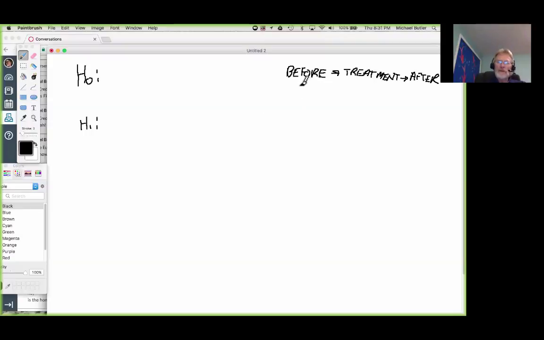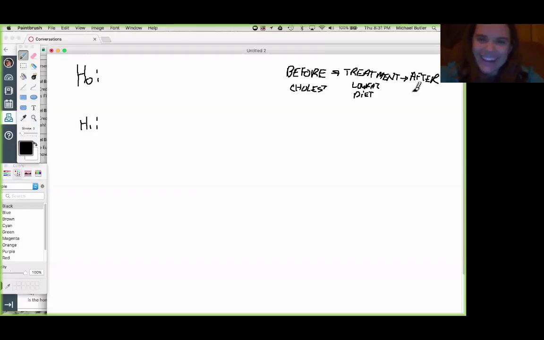So let's look at before. So let's say, let's stick with cholesterol again, okay? We'll do that. So the before cholesterol, and then let's say we put them on a low-fat diet, okay? So we do a low-fat diet, no exercise, nothing, just a low-fat diet. So you don't get any cheese, you don't get any ice cream. I mean, life sucks, all right? Okay, and then we're going to take a look at their after cholesterol.